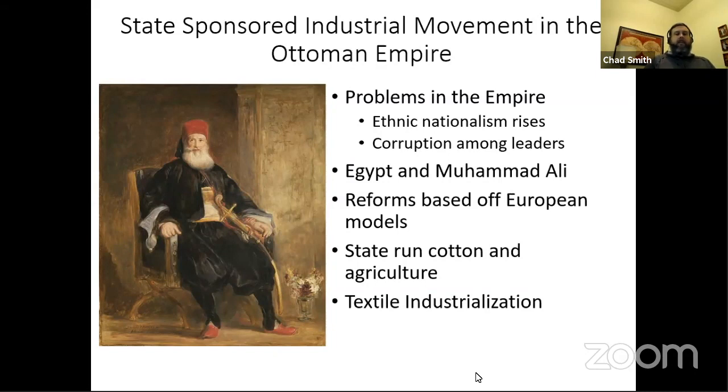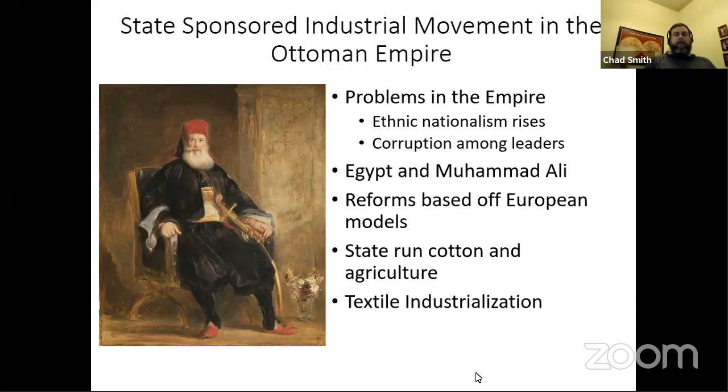But by the 1800s, especially after 1850, the Ottoman Empire was better known by its new nickname, the Sick Man of Europe. It's an extraordinary change for such an empire. Some of the problems that led to this change included ethnic nationalism, as various groups of people who were different from the Ottoman Turkic Muslims who were in control sought to find ways to get independence and create states that were homogenous, or the same type. Other problems included corruption among leaders.